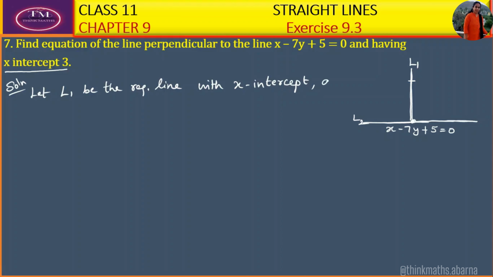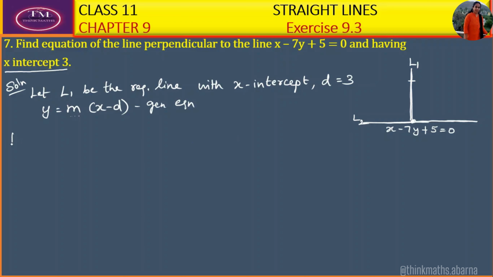X-intercept is denoted as d equal to 3. Okay, so the slope with x-intercept form is y is equal to m into (x minus d). So this is the general equation with slope and x-intercept. Now we know the x-intercept, we have to find only the m value.